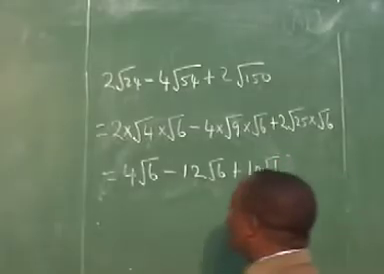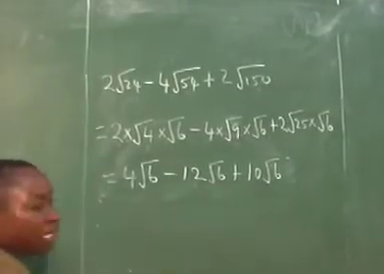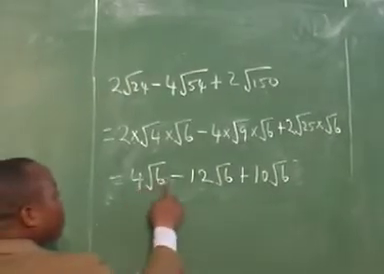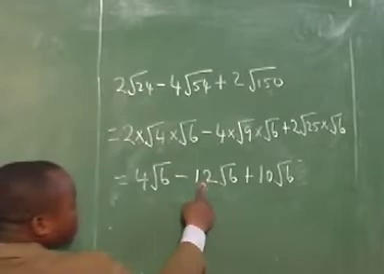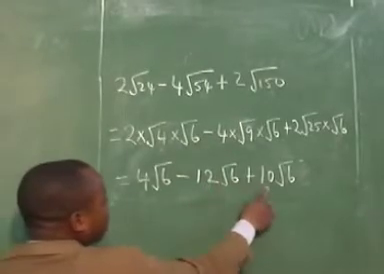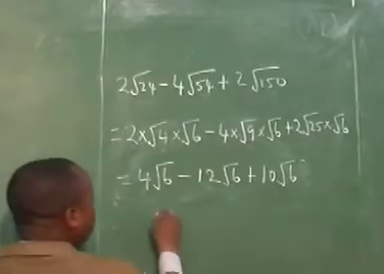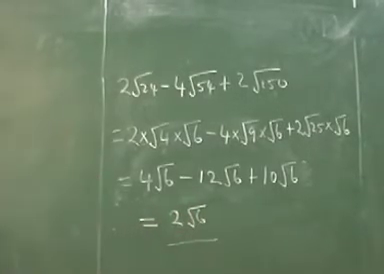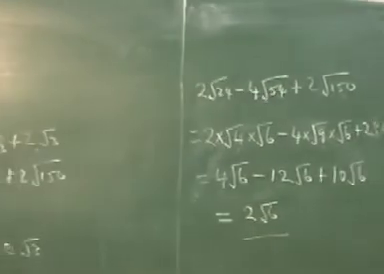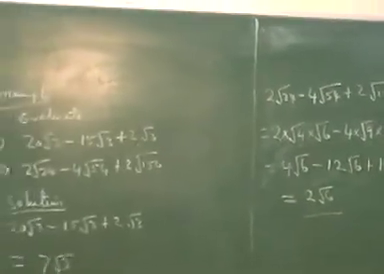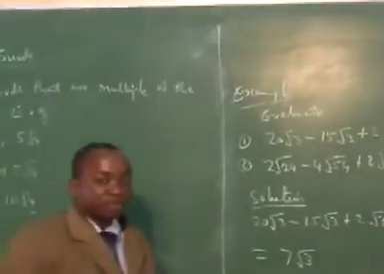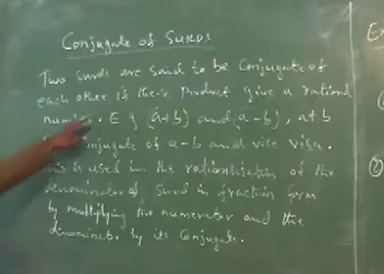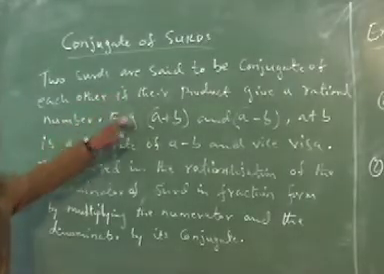Now look at it, how we express it, returned to similar sort. So that I can now see 4 minus 12 will give me minus 8. Minus 8 plus 10 will give me 2. So the answer becomes 2 root 6. That's the answer. So that is the use of similar sorts. We can break sorts so that they can have similar sort, and then we add them or subtract. So the next one we are looking at is conjugates of sorts.